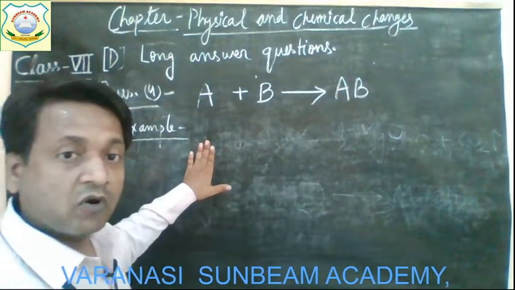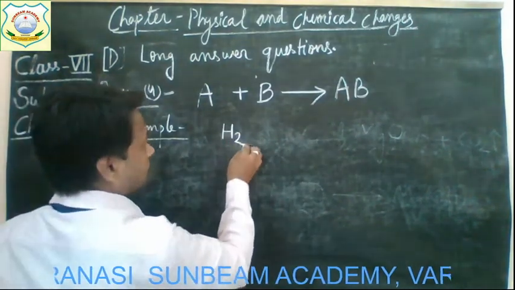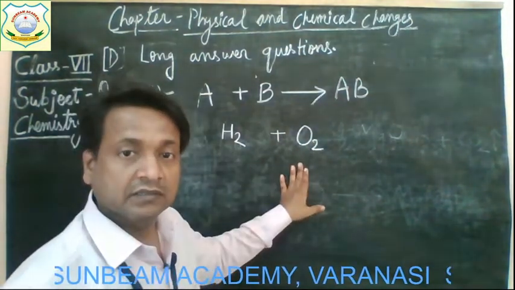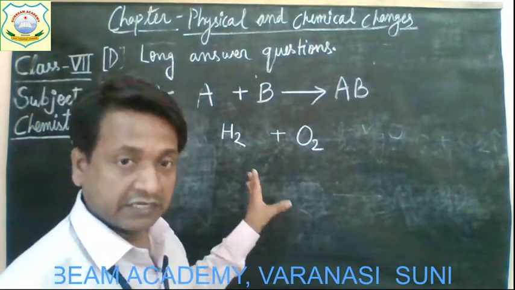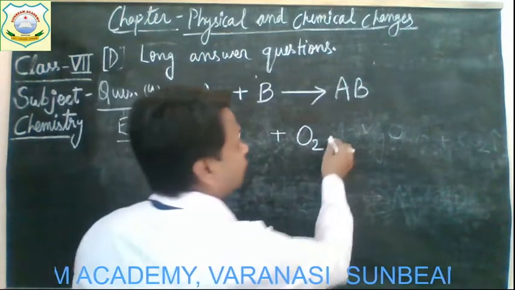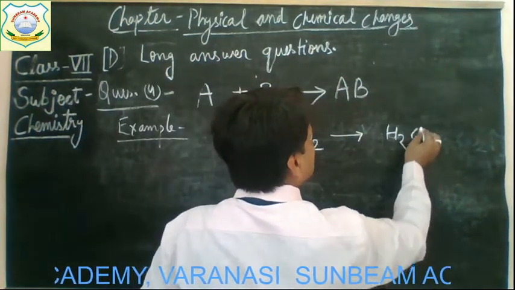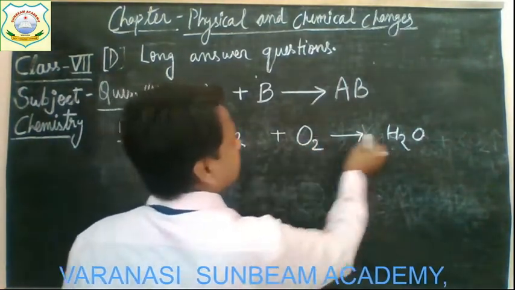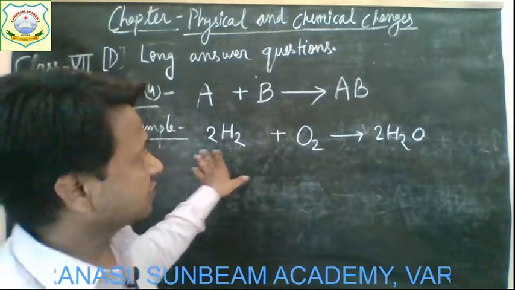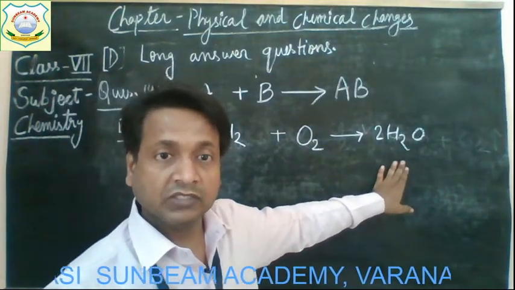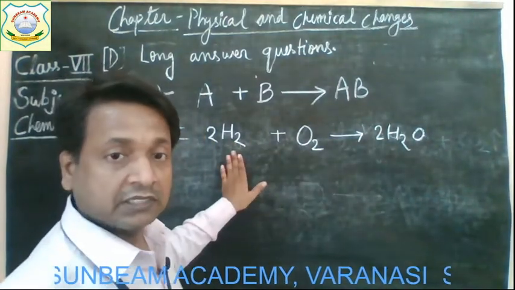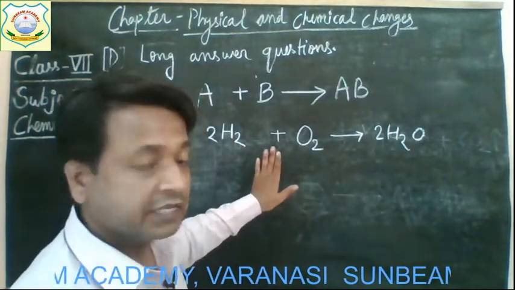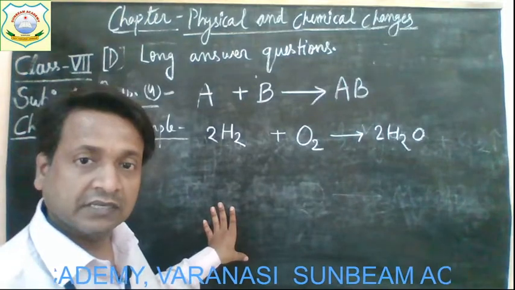So the example of combination reaction is, children, when hydrogen gas and oxygen gas, when these two gases combine together, react together, they both get combined and forms a single substance, that is water, H2O. Okay, and we can balance it. So this is a balanced chemical equation in which two different substances are going to combine and form one substance. So we can say that this is the example of combination reaction.